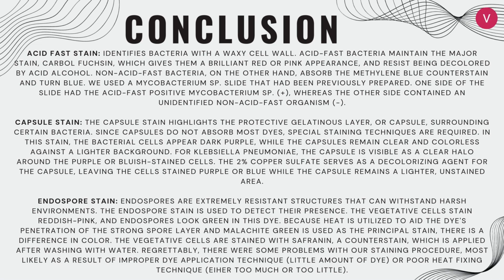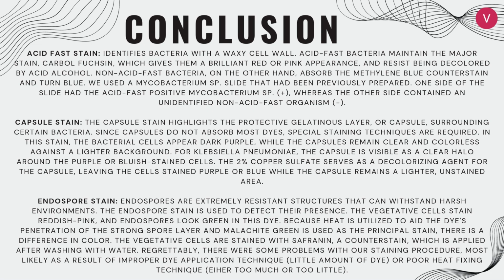The acid-fast stain identifies bacteria with a waxy cell wall. Acid-fast bacteria retain the primary stain, carbol fuchsin, which gives them a bright red pinkish color, while non-acid-fast bacteria absorb the methylene blue counterstain, so they stain blue. We used a Mycobacterium slide that was already prepared, and one side of the slide had the acid-fast positive Mycobacterium, and the other side contained the unidentified non-acid-fast organism.